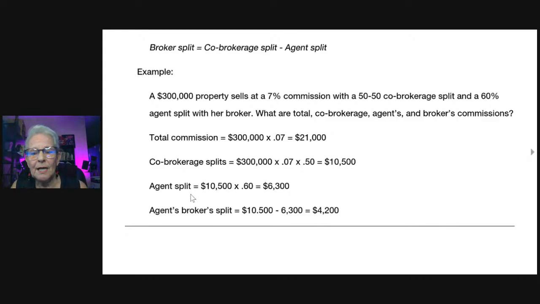Agent split: 10,500 times 60% equals 6,300. And then the agent's broker split is the remainder, right? 40%, 4,200.